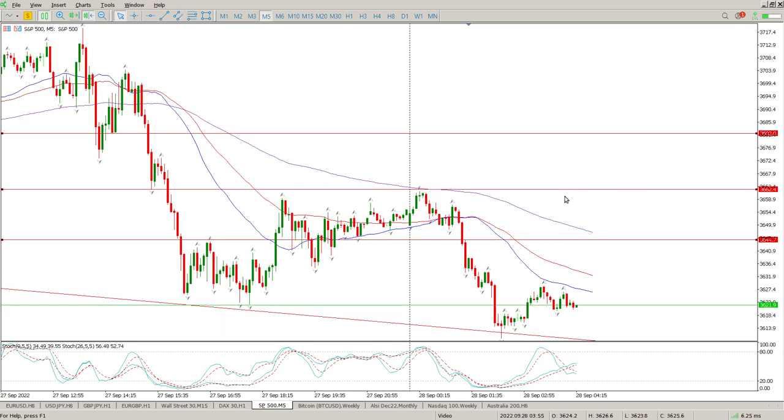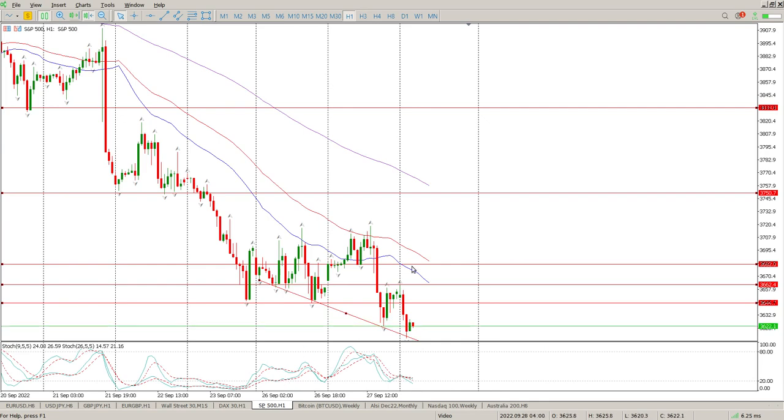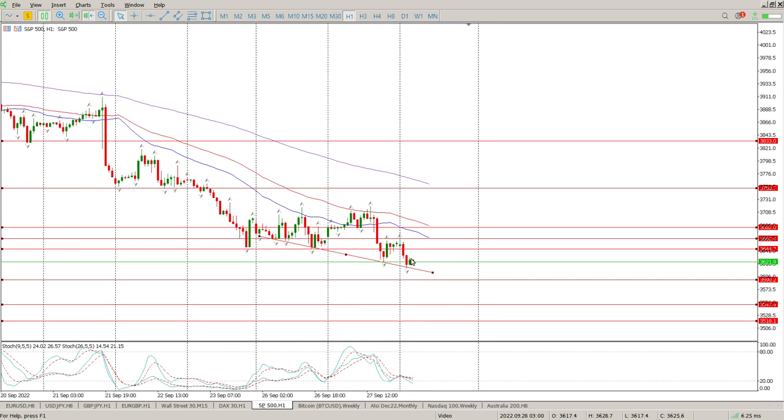Anyway, guys, that's kind of the view that we've got at the moment. I think be very careful. Don't just jump in for the sake of jumping in. It's not worth it. Get your levels in. Keep it in the back of your mind that you've got some big weekly levels just below you here, and you're actually in amongst some really big levels.